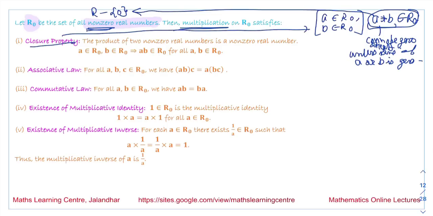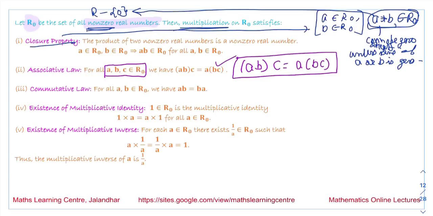Next is associative law. So we are considering three elements a, b, c. They belong to R naught. We are saying (a × b) × c is equal to a × (b × c). This property holds for all non-zero real numbers. So we are saying that this operation satisfies associative law. Next, it also satisfies the commutative law, that is the multiplication for real numbers is commutative. So for non-zero real numbers also it is commutative.